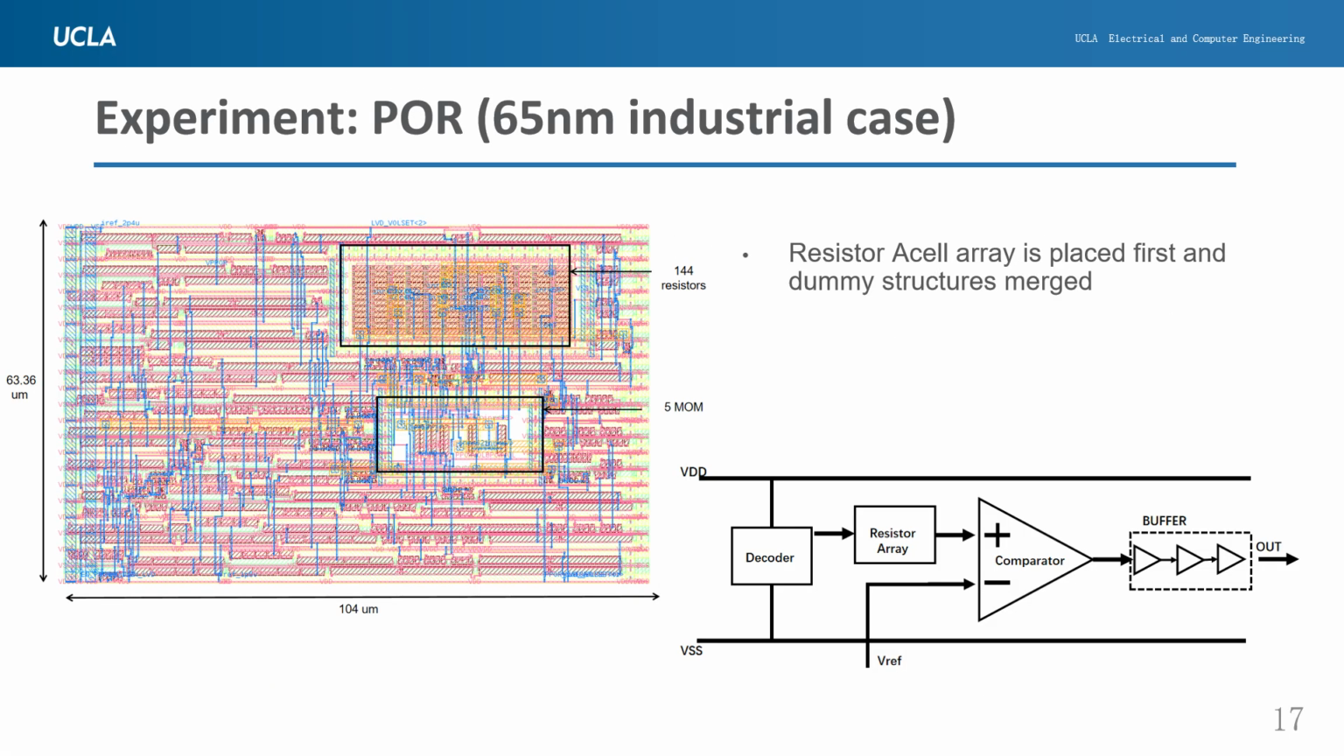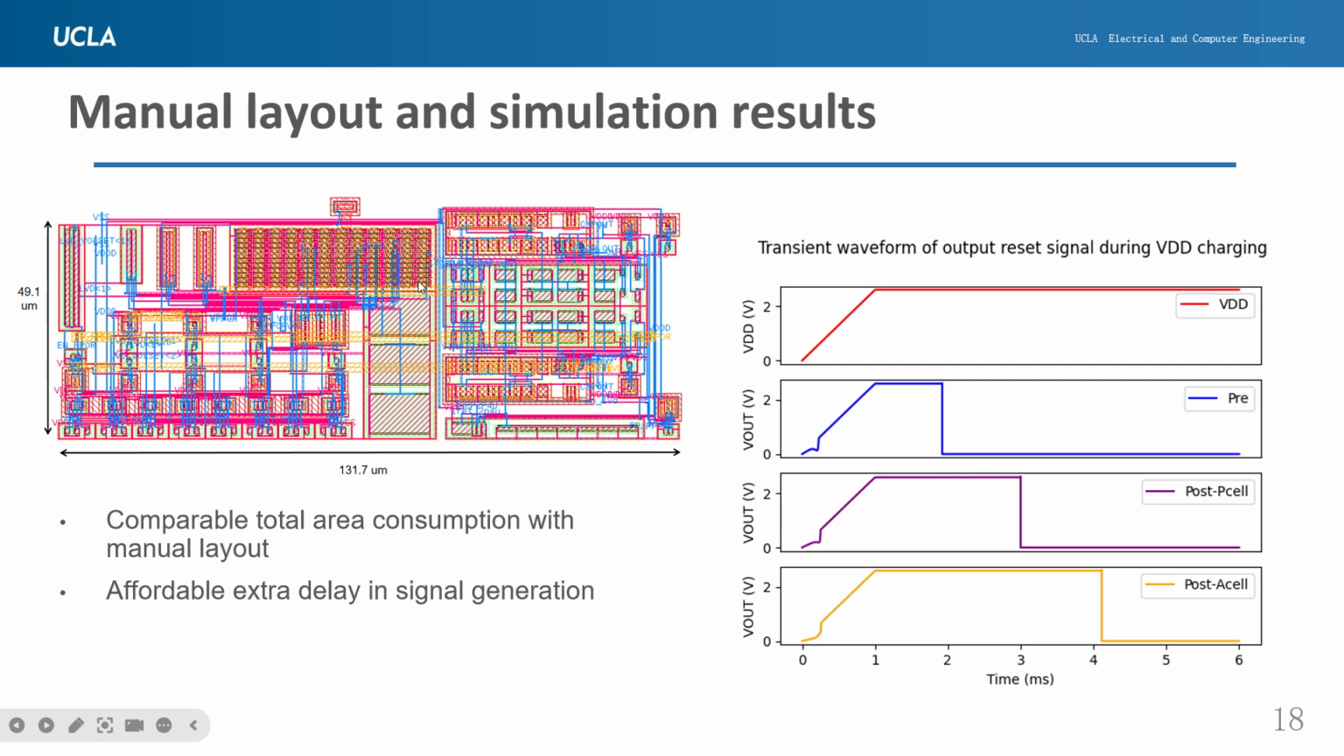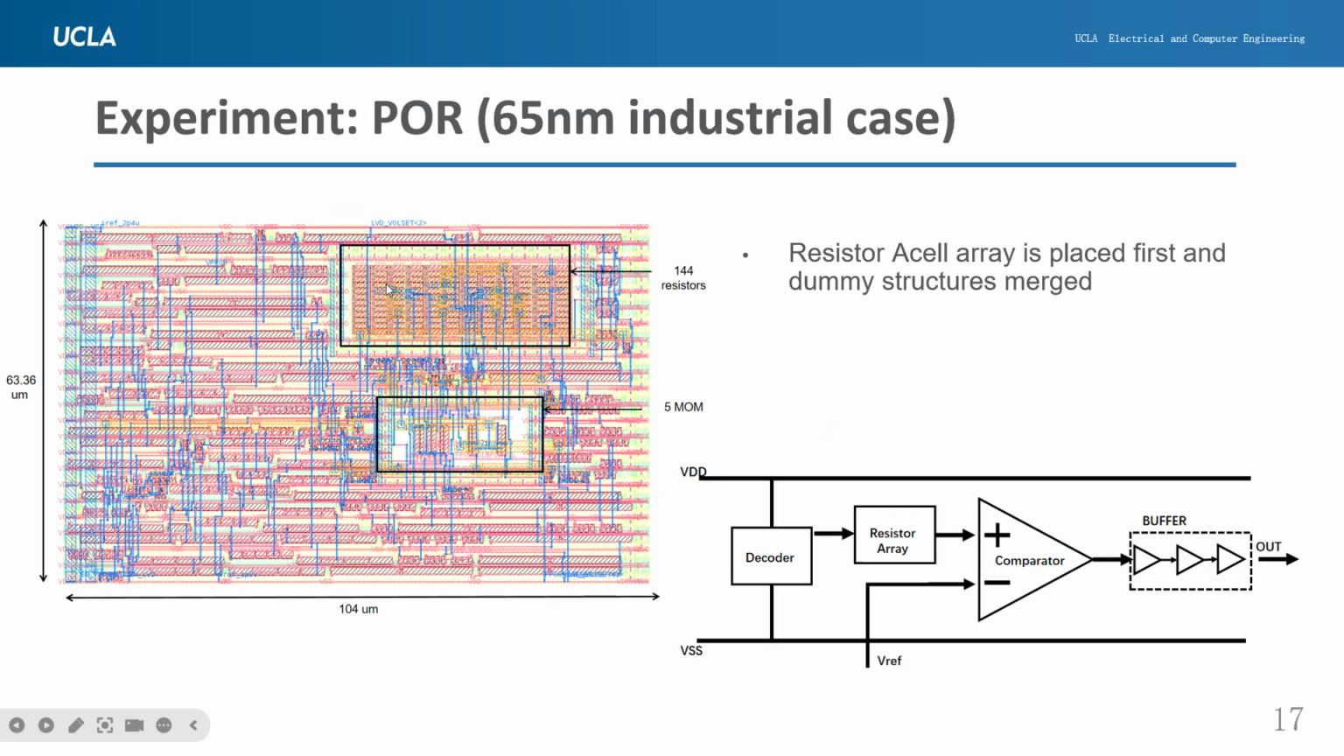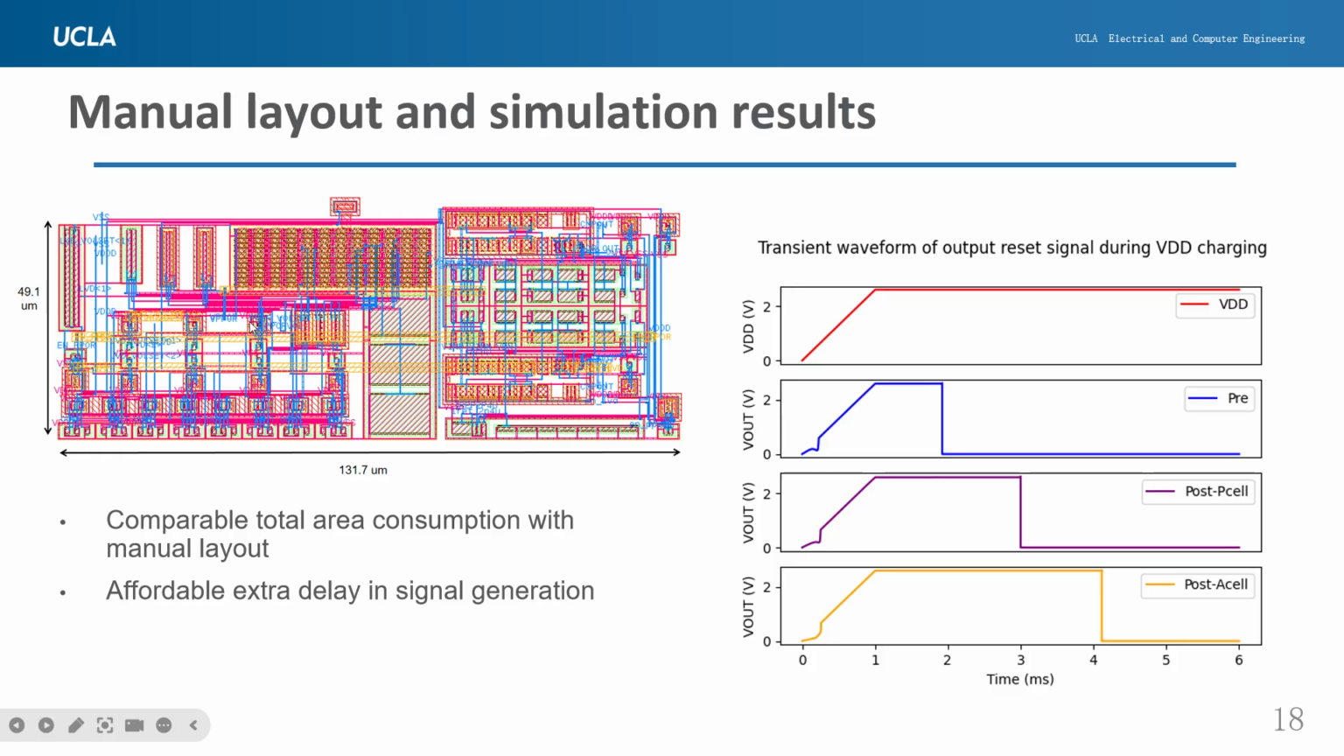The last case is a 65 nanometer industrial case of a power on reset. We can see that the large array here consists of 144 resistors, which corresponds to our assertion that the dummy structures of the resistor A cells actually can be merged. We can see that all the resistors here share one dummy standard cell ring, where the inner dummy structures are merged. We also did a comparison between the A cell based layout and a P cell based manual layout.